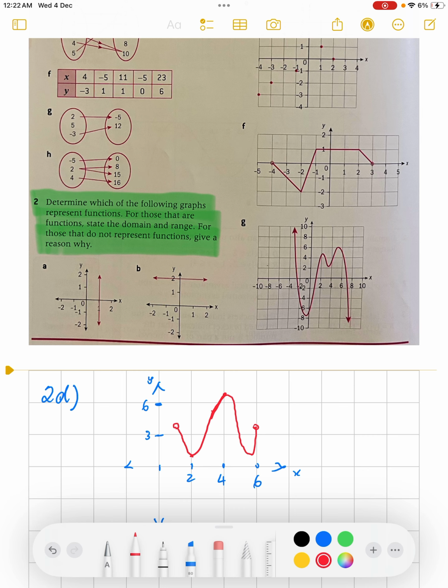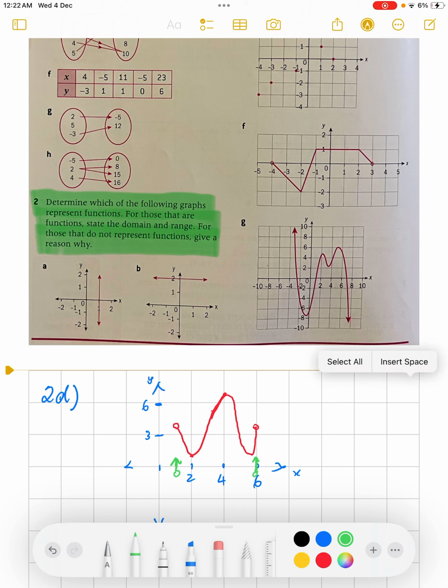Okay, that'll do. Let's look at our domain. Our domain starts at the position 1, finishes at the position 6. However, there's a hollow circle here, which means it doesn't include 1.